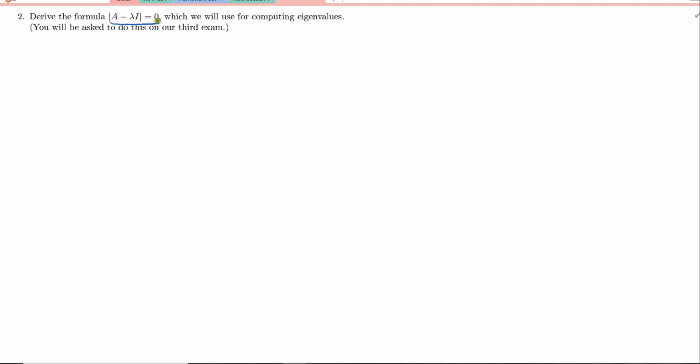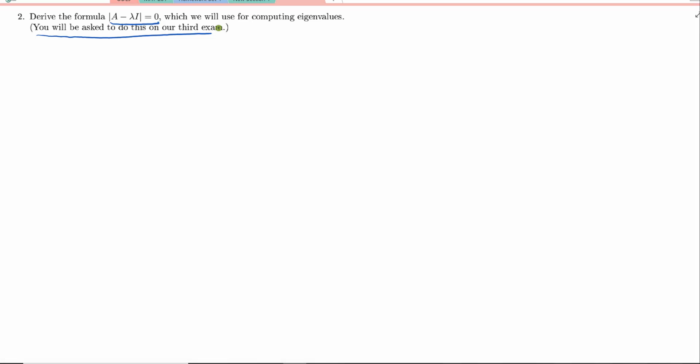So instead, our goal is to derive this formula or derive this equation, which we will be using in order to compute both eigenvalues and then their associated eigenvectors. So I say here that this is something that I'm going to expect you to do on our third exam, the proof of this formula.